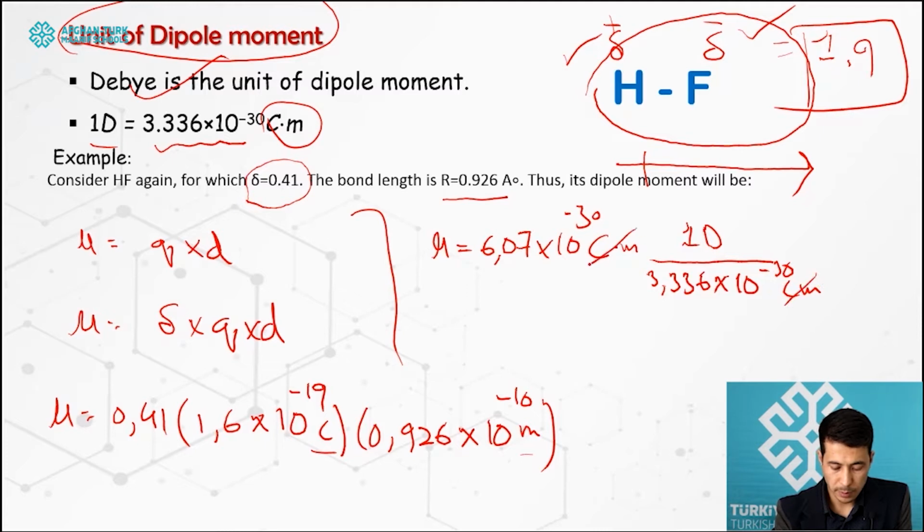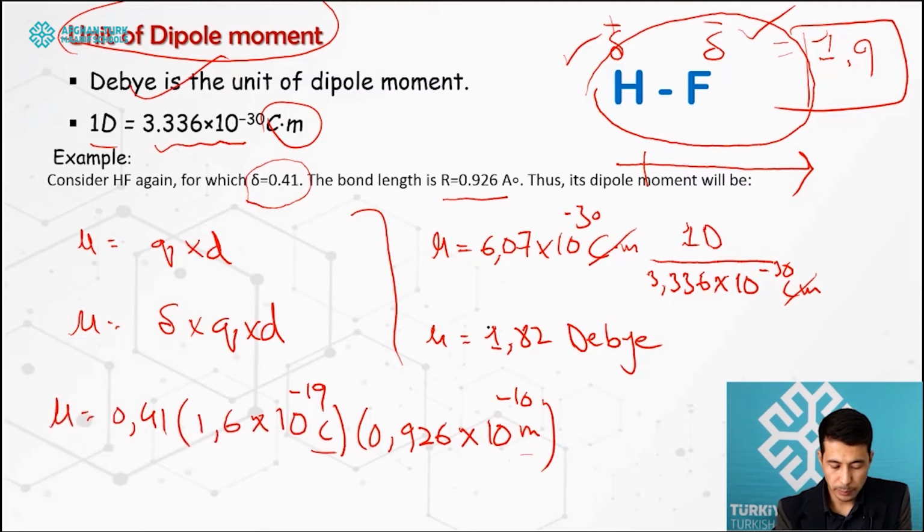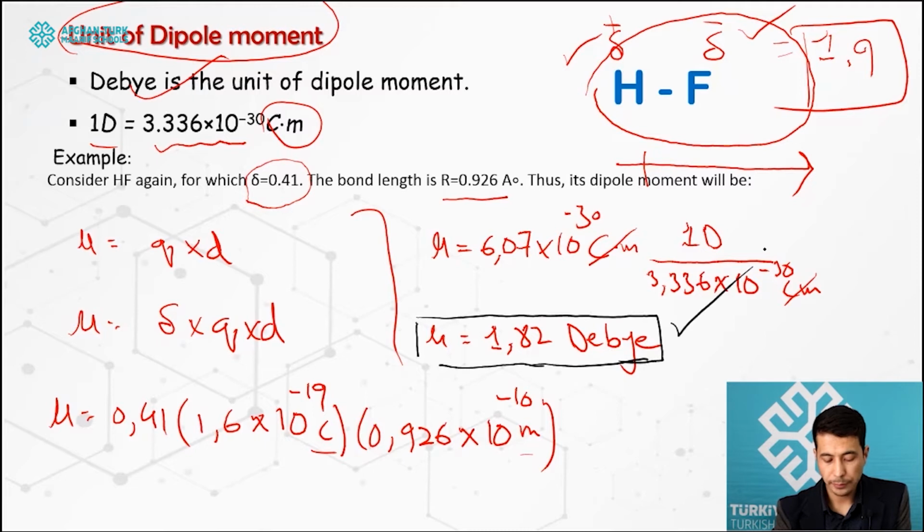We can cancel coulomb times meter, and if we simplify this, the remaining mu will be mu is equal to 1.82 Debye. This is the dipole moment for hydrogen fluoride molecule with the unit of Debye. That's how we can calculate the dipole moment of a molecule.